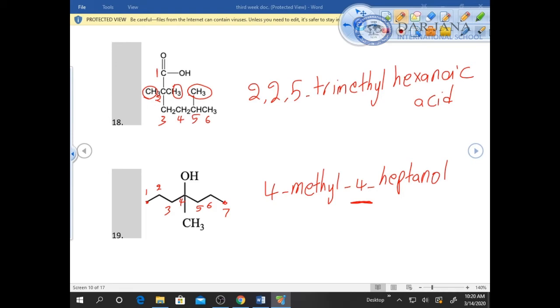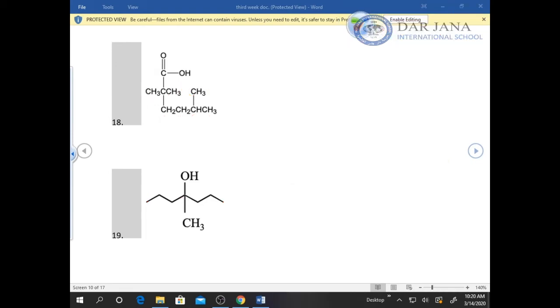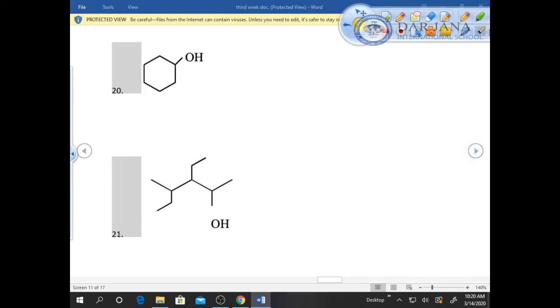Moving to number 20. This molecule is called cyclohexanol.